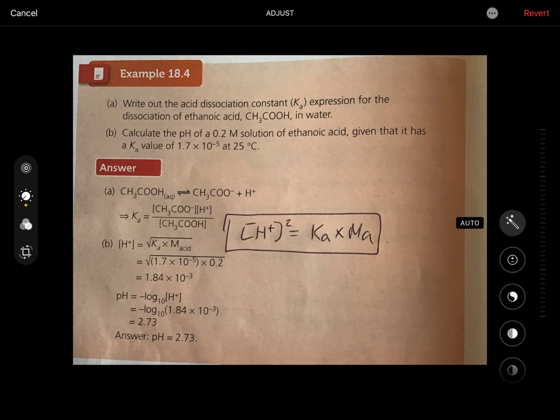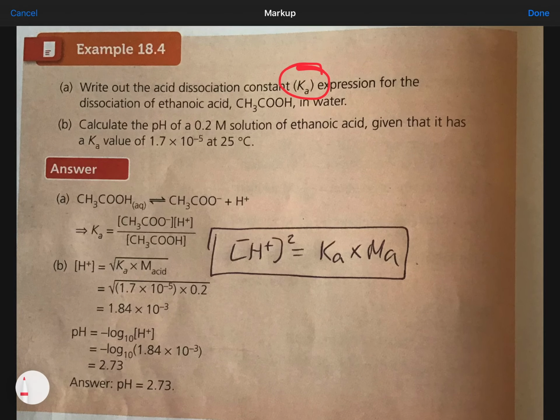The minute you see a Ka value, you are thinking, this is a weak acid, so you need to use your other way of calculating this, right? Remember we had a formula here, look. The hydrogen ion concentration squared is equal to the Ka, which is your acid dissociation constant, times Ma, the molarity of the acid, okay? Now they asked you here in part A to write out the acid dissociation constant. So you're just putting the products over the reactants, and watch, it has to be square brackets, okay?